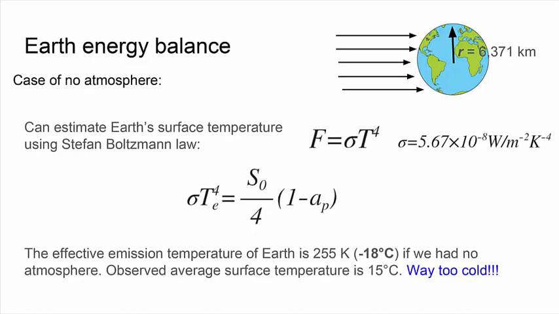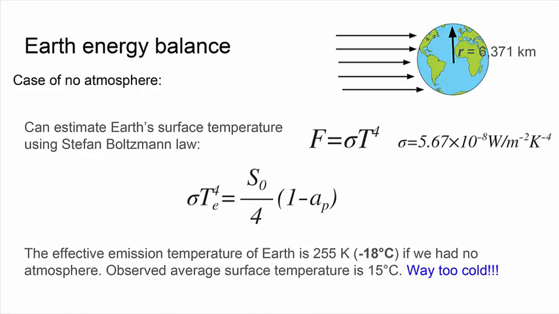So we can think about what temperature the Earth would be if we didn't have an atmosphere. If we didn't have an atmosphere, we can estimate Earth's surface temperature by using the Stefan-Boltzmann law, which has to do with the black body. A black body is a theoretical body that is a perfect emitter and a perfect absorber. So all incident radiation upon it, it absorbs and then re-emits. And that's why it's called a black body, because it has no color.